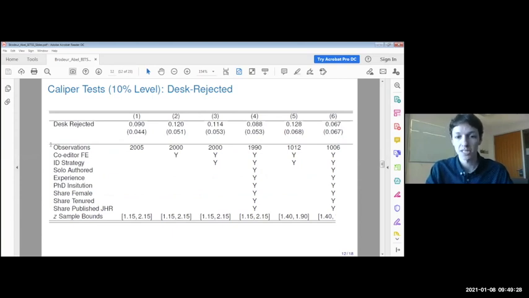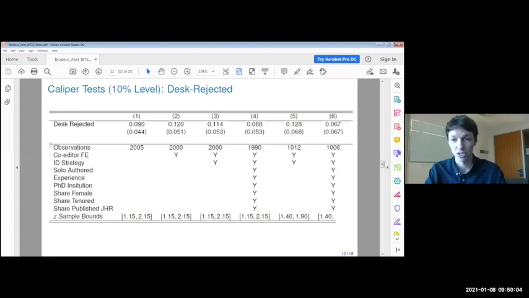The first column tells you that papers that are desk rejected are 9 percentage points more likely to have a statistically significant test at the 10% level. This is huge. This is a lot. The baseline is like 50%. So 50% of the tests in the papers that we have reject the null hypothesis in economics in this specific sample. But there's an increase of 9 percentage points if it's desk rejected. So editors really don't like statistical significance that is borderline significant.